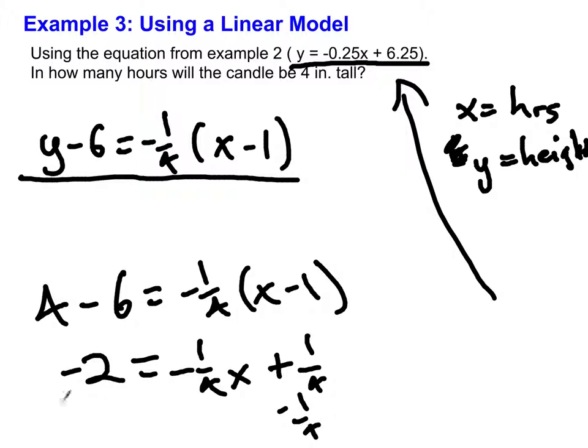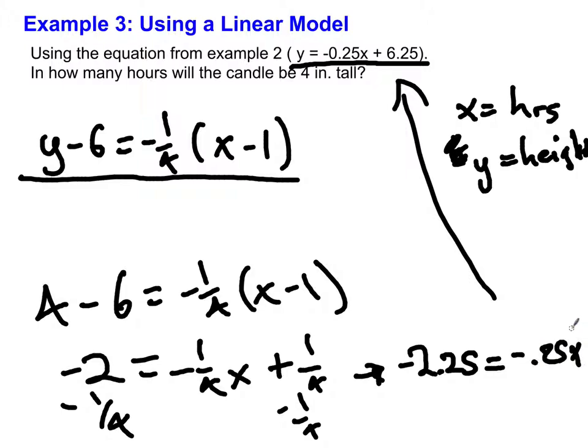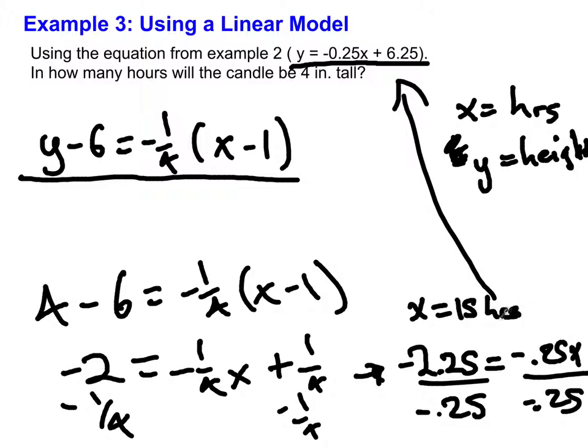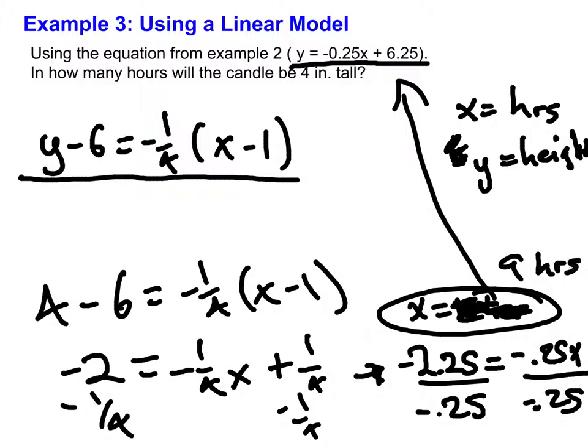Subtract 1/4 from both sides. I'll write this over here. You get negative 2.25, or negative 2 1/4, is equal to negative 0.25x. Divide both sides by negative 0.25, and you get x is equal to 15 hours, I think. No, that's not right. 25 goes into 200 8 times, so it would be 9 hours. Negative 2.25 divided by 0.25 is 9 hours.